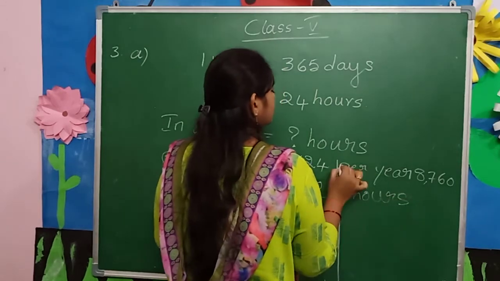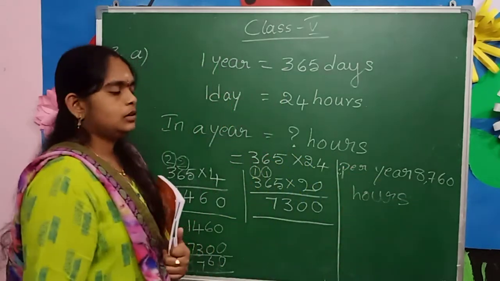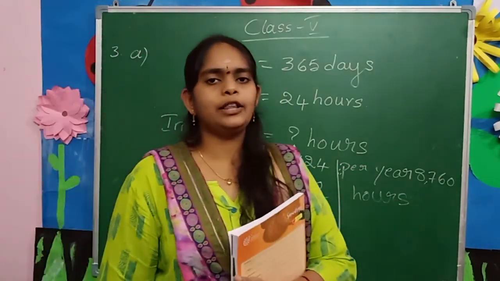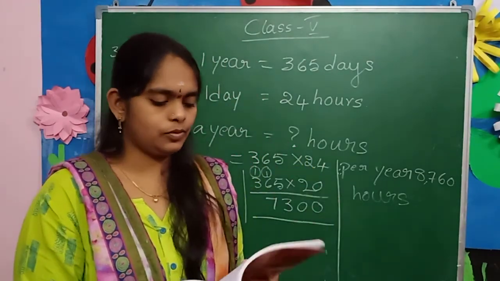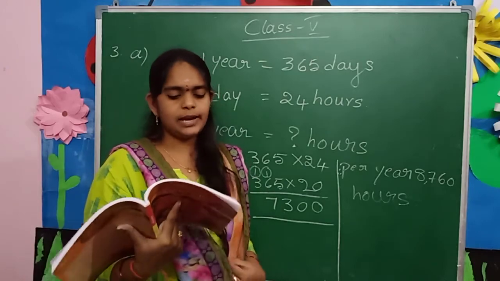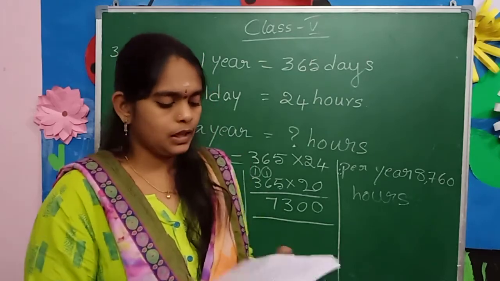8760 hours. Okay, per year, how many hours are there? 8760 hours. Yes. Let's go to the next one.